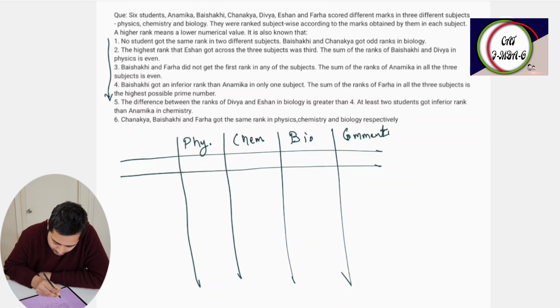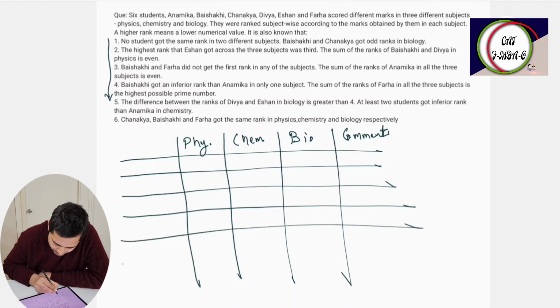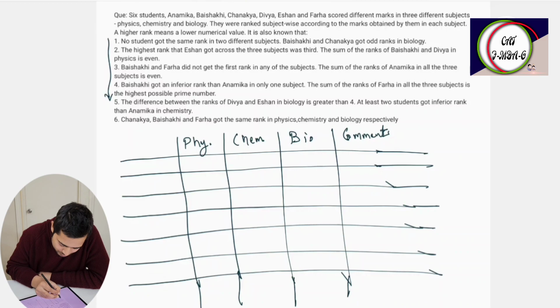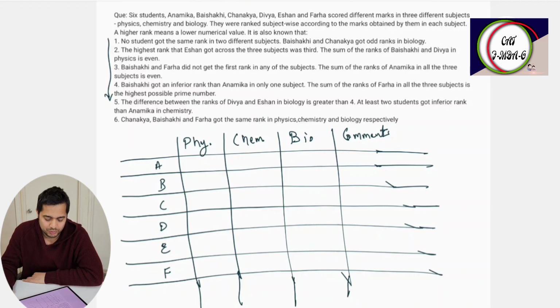A, B, C, D, E and F. Here also I will keep one extra section for comments. A, B, C, D, E, F. These kinds of questions generally take a long time, but if you know how to represent the data correctly, then 4 or 5 questions you can easily solve within 10 to 12 minutes. You will see how. Let us see how we are going to solve it.